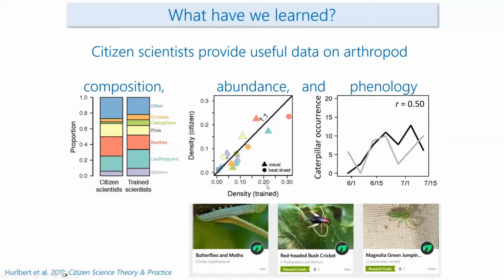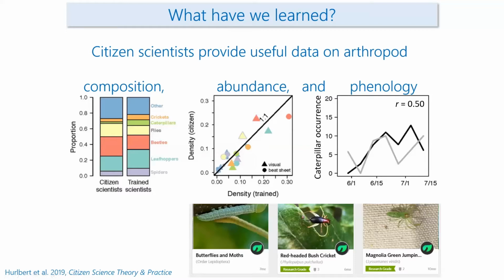Estimated on the x-axis, it's by the trained scientist group, and the value on the y-axis is the estimated density by citizen scientists. And the different colors correspond to these same colors of different types of critters. And you can see on the whole, although there's variation, in general, all these points lie along the one-to-one line. That is, the groups that trained scientists found to have the highest density, citizen scientists also found to have the highest density, etc. And that was true regardless of these two different survey methods, which I'll talk more about later on.